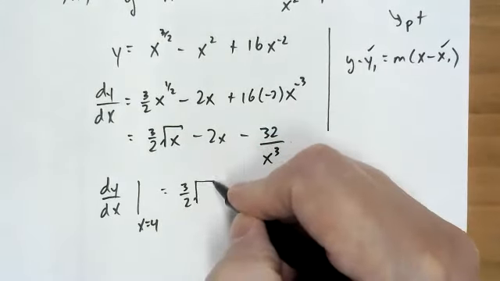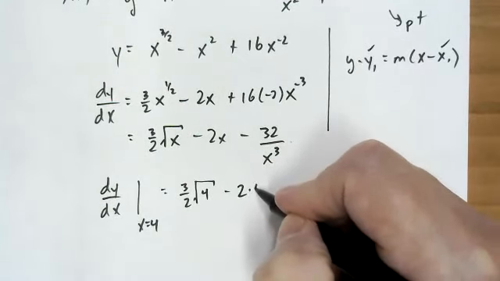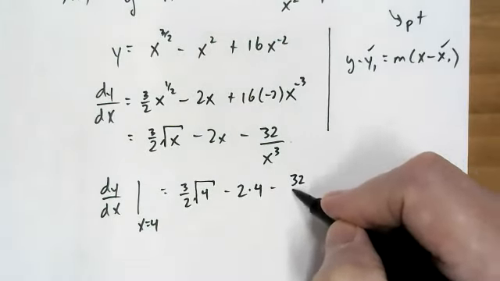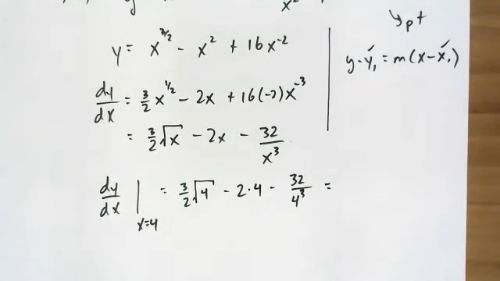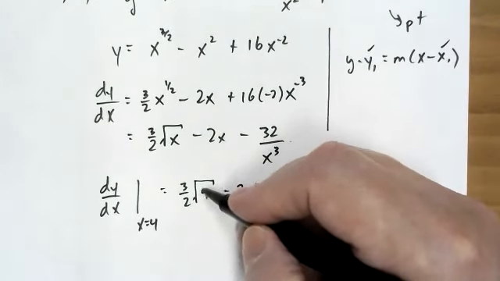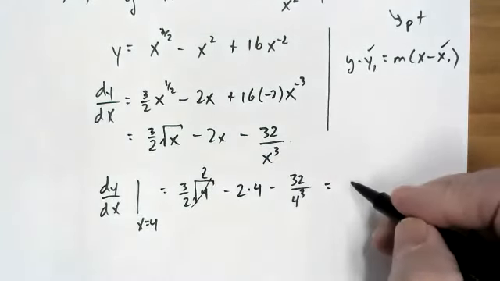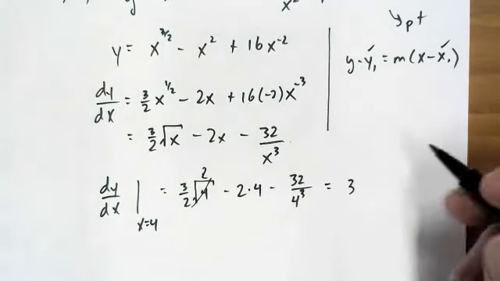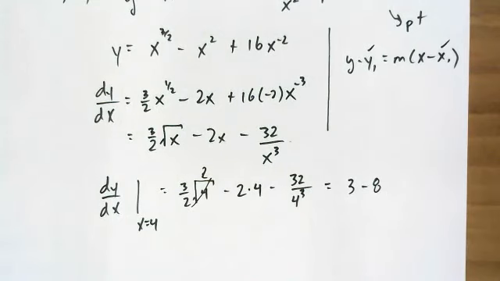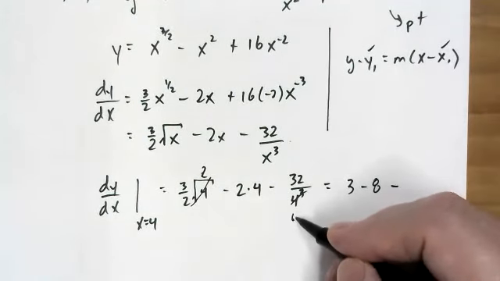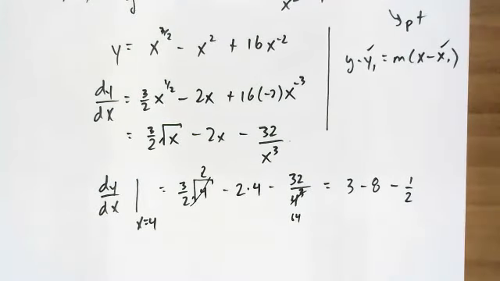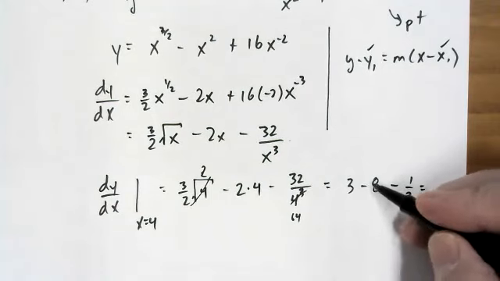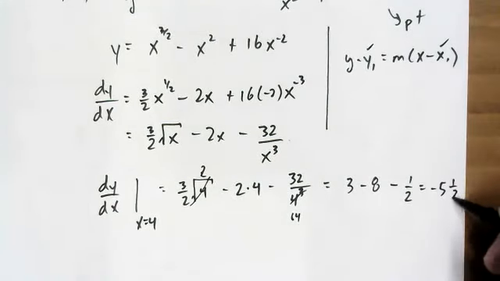3/2 square root of x, square root of 4, minus 2 times x, 2 times 4, minus 32 over 4 cubed. So now let's do this calculation. Square root of 4 is 2. So if this whole thing is 2, hopefully you can see 2/2 cancels. I'm left with 3. 2 times 4 is 8, so 3 minus 8. And now I'm going to subtract. Now, actually, 4 cubed means 4 times 4 times 4, which is actually 64. 32 over 64 is 1/2. So what I really have here is 3 minus 8 is -5, minus 1/2, minus 5.5.